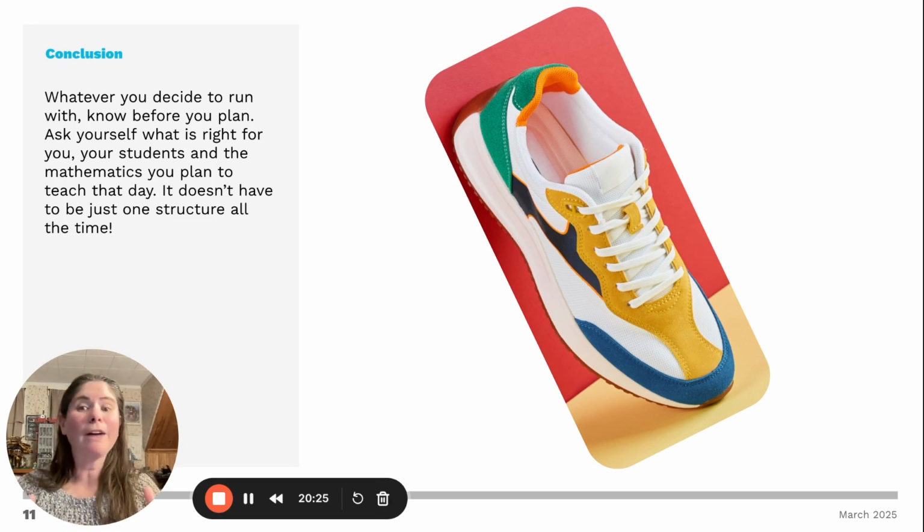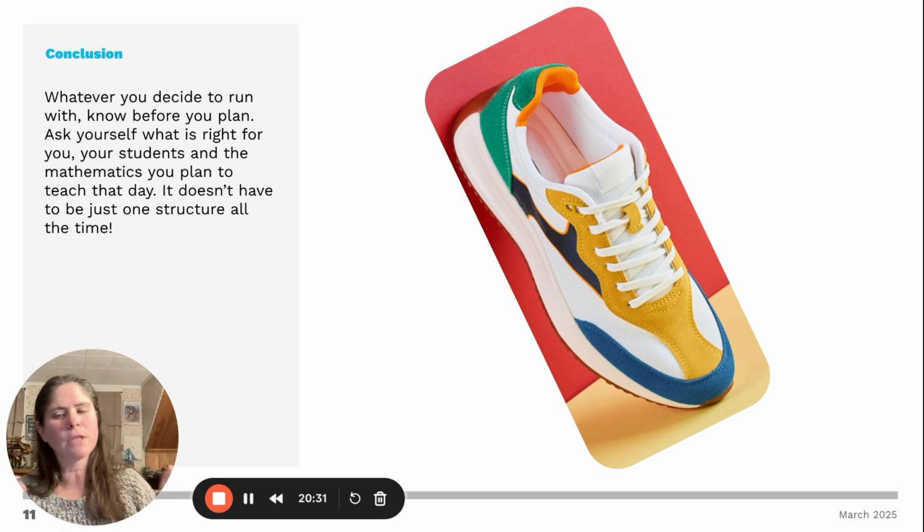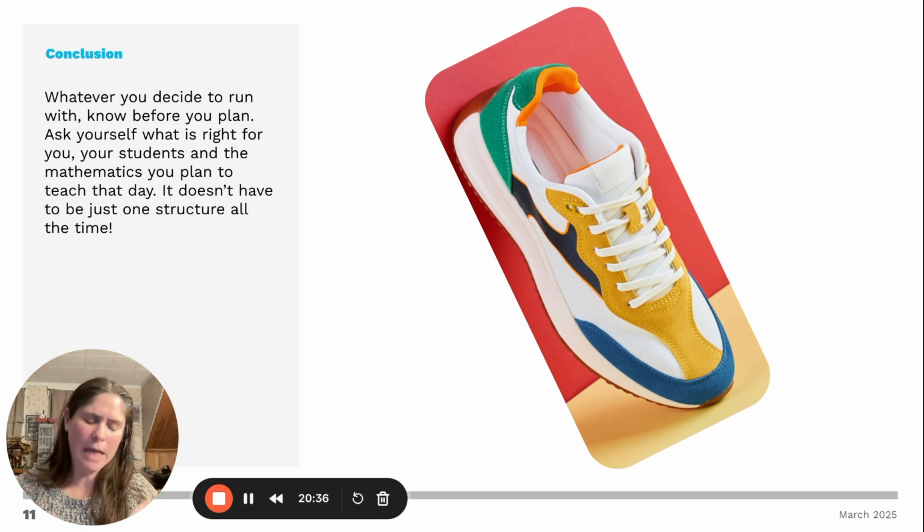It doesn't all have to be one structure. I know this debate gets really heated and people really feel like you have to do all direct instruction for this population of students or all constructivism for all students all the time. It's been my experience that a balance is a good thing.